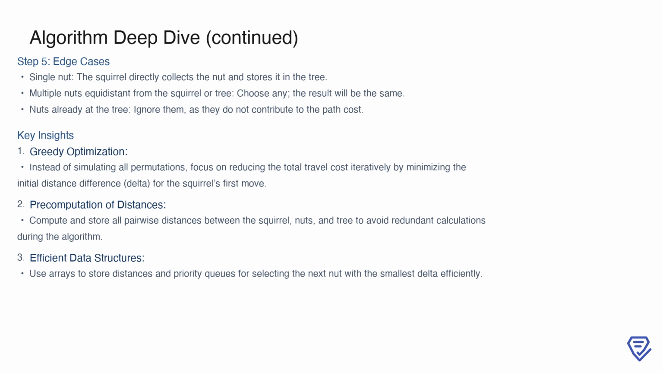Key insights from this problem include the power of greedy optimization, where we iteratively reduce the travel cost by focusing on the smallest delta for the squirrel's first move. Another valuable technique is pre-computing all pairwise distances between the squirrel, nuts, and the tree. This avoids redundant calculations and speeds up the algorithm. Efficient data structures, such as arrays to store distances and priority queues to select the next best nut, further improve the algorithm's performance.